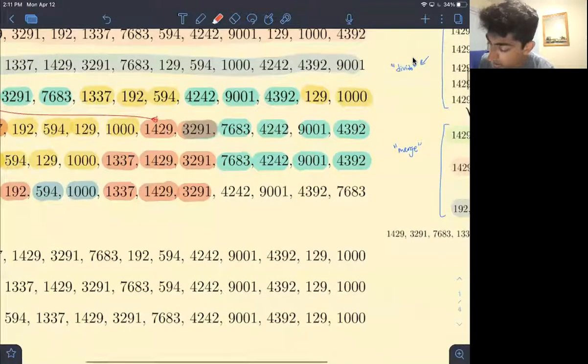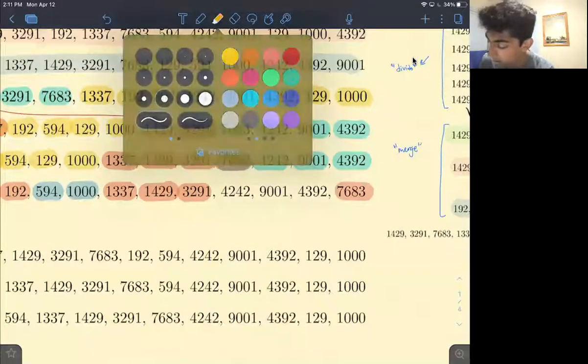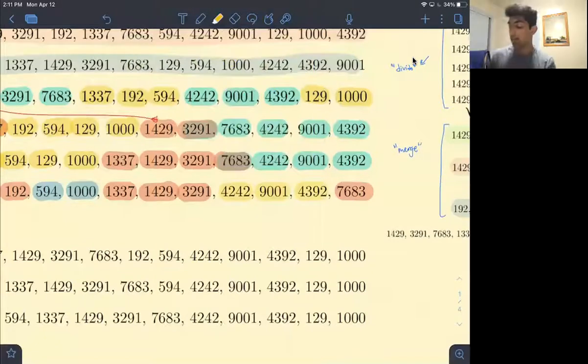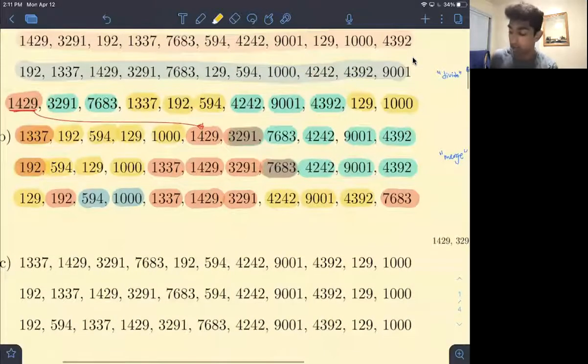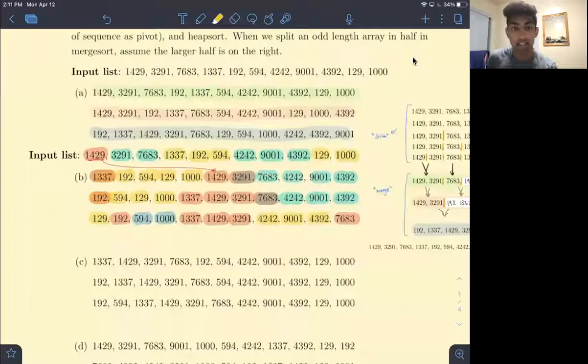In a similar light, what we can see is that when 7683 is the pivot, we put it here, and then all of the other elements happen to be less. Okay, so hopefully that walkthrough of quicksort made sense, so let's move on to part C.